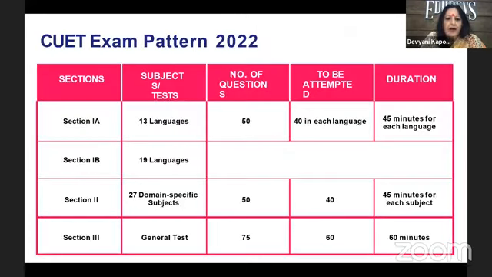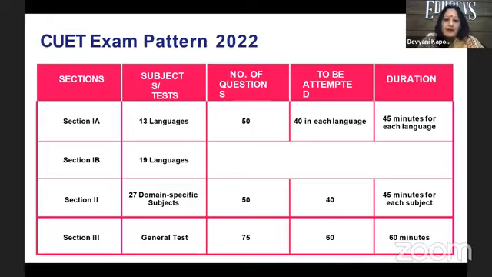Please change the slide. Now, if you look at this slide, it gives very clearly, and this is also on our website. You can please log into www.edudevs.com and see this and take a mock test as well. Section 1A with 13 languages, 50 questions, 40 mandatory, 45 minutes. Section 1B is only for those who want to pursue language. Only for them. Otherwise, you can only choose 1 language. Section 1A is sufficient for you.